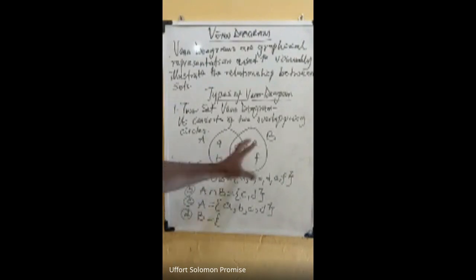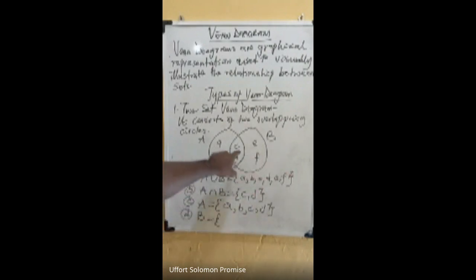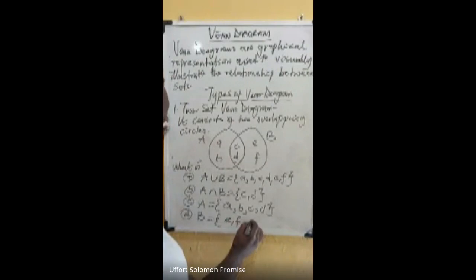So now let us find B. Let us interpret set B. Just like I interpreted A, that is the same way you are going to interpret B. B is the entire circle like this, that is, the elements you find here together with the overlap, the intersection. So you have E, F, C, D. Did you get that? Those are the elements that we have in A and B. I hope we all got that.